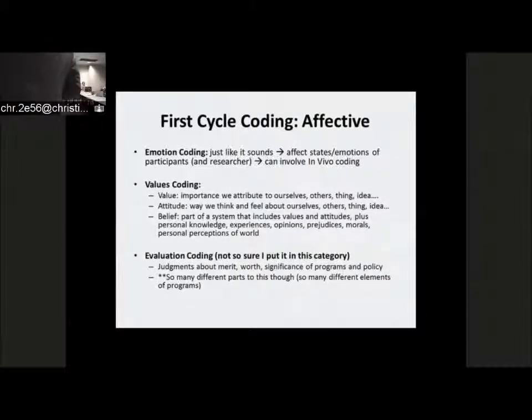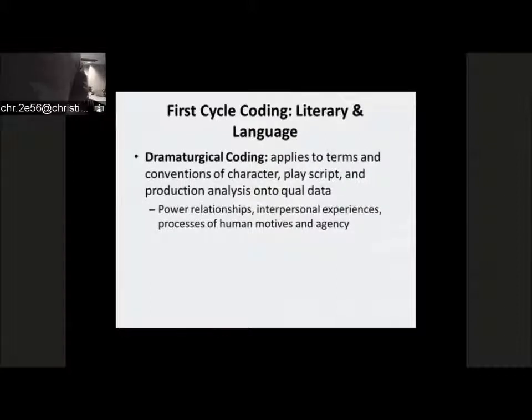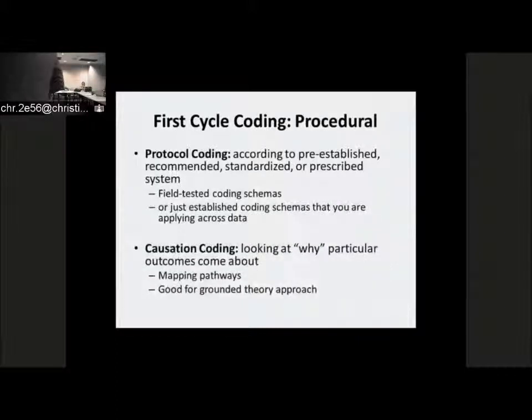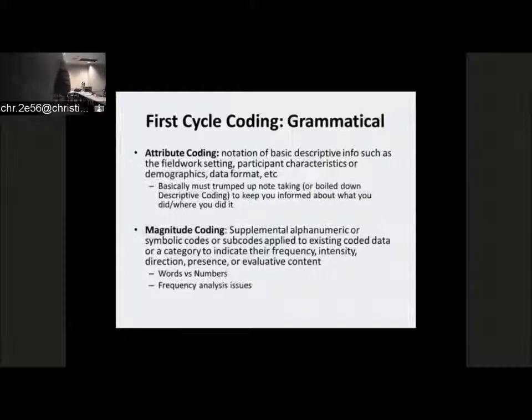Then there's affective. So there was elemental, and now there's affective. Now we're talking about emotions, values, evaluation, right? Still in first cycle, these guys are talking about literary language, dramaturgical coding. What I'm trying to show you is there are all these types of codes and ways of coding in first cycle, and this is how the main people are writing about it. We're still in it, right? Exploratory type: you can have holistic, provisional, hypothesis. It gets overwhelming. Procedural, protocol, causation coding, grammatical, attribute, and magnitude fall under grammatical.